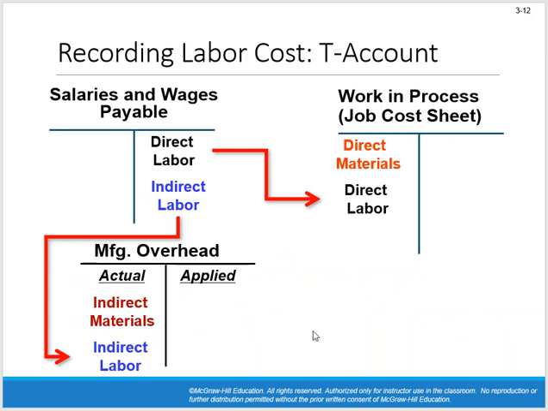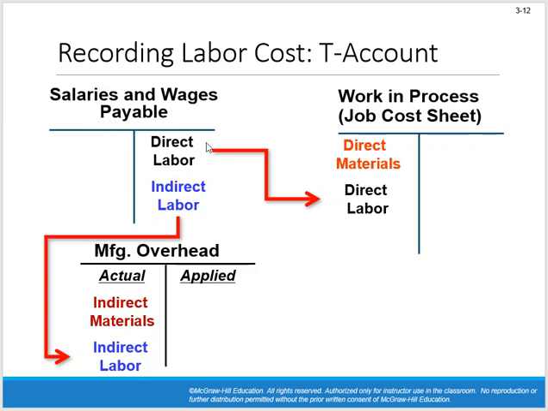So next we're going to take a look at labor. When we record labor, it's going to start from salaries and wages payable. We're going to assume it's all on account, so we're going to pay it later. Unlike traditional financial accounting, we don't just expense our labor costs directly, because these are manufacturing costs. They become part of our product cost.